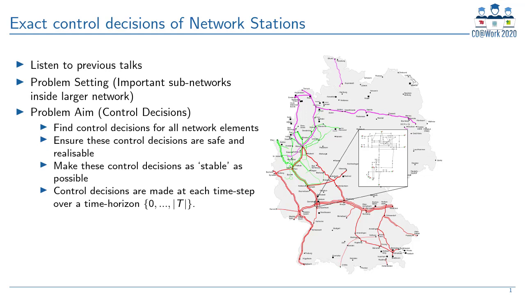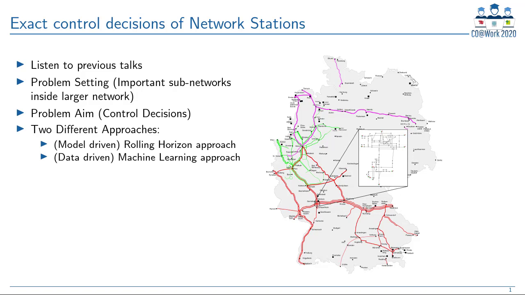Simply put, our problem aim is to find all control decisions for all elements inside of these network stations. We specifically want control decisions over an entire future time horizon. So this means specifically that we have a discretized future time horizon. For instance, it's noted there as time step 0 to absolute value t, which represents the set of time steps. And we have a priority that these control decisions are as stable as possible, and a requirement that these control decisions are safe, obviously.